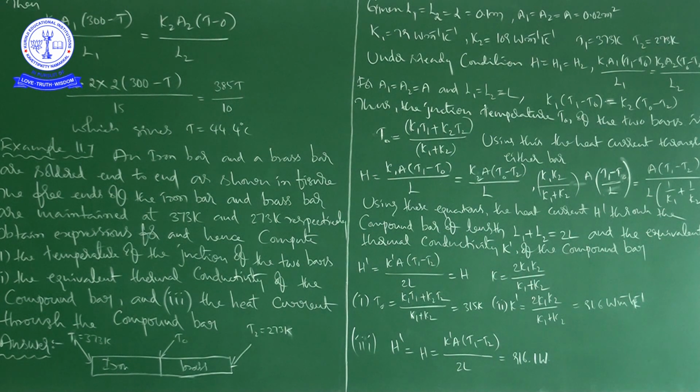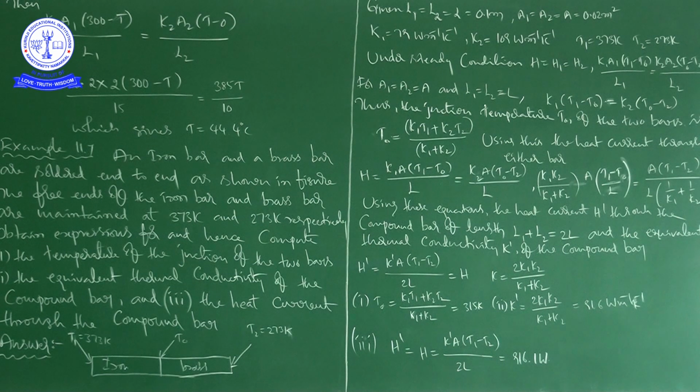the heat current H dash through the compound bar. The compound bar means the combination of iron plus brass. So the heat current H dash through the compound bar of length L1 plus L2 is equal to 2L, because here we assumed L1 is equal to L2 is equal to L. And the equivalent thermal conductivity K dash of the compound bar is given by H dash is equal to K dash into A into (T1 minus T2) divided by 2L, that is equal to capital H.